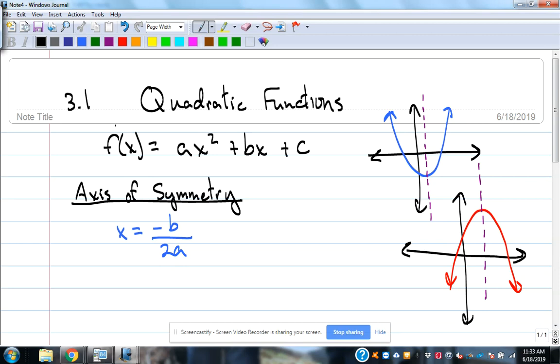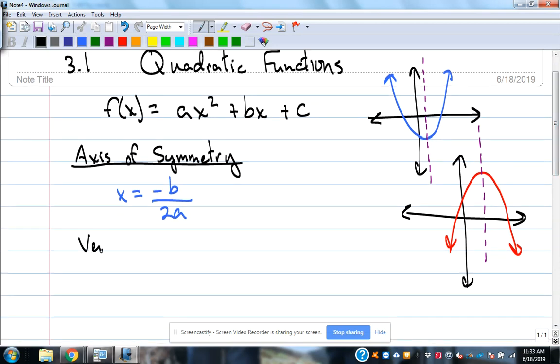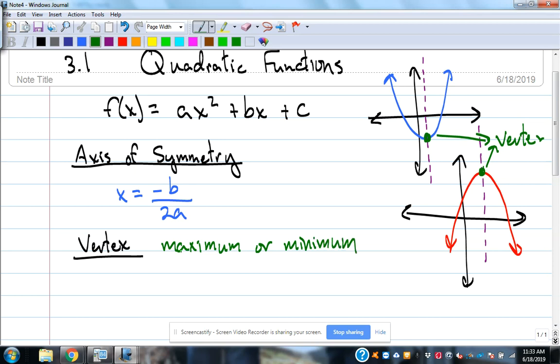Related to the axis of symmetry is the vertex. Vertex is this ordered pair. Right there at the lowest point or the highest point on the parabola. Highest point or lowest point, both of those are called a vertex. And the vertex is either a maximum or minimum. Maximum if it's at the top, at the peak. A minimum if it's at the valley.